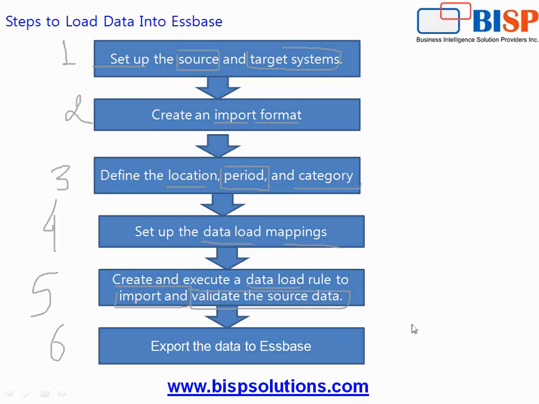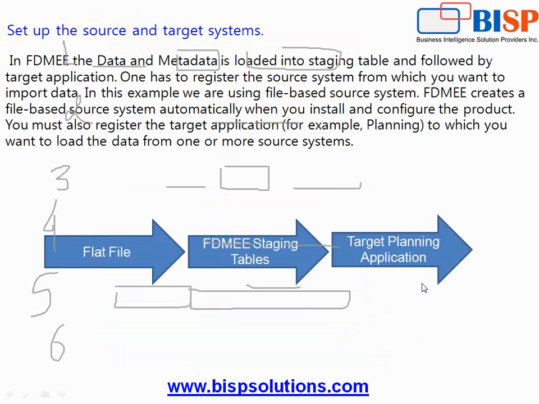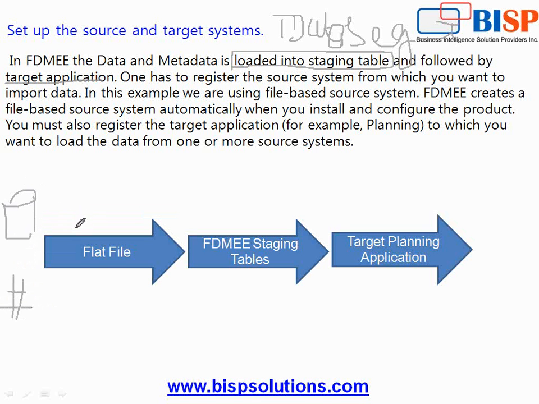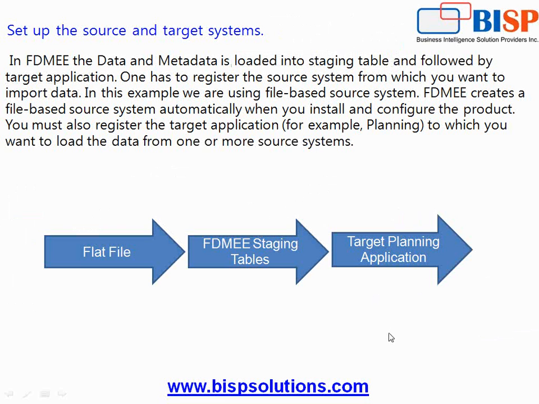Now one important thing, as I mentioned, I would like to graphically show you here once again and underline. In FDMEE, data and metadata are loaded into your staging table. We have a set of staging tables like TDATASEG and all. So they are a set of staging tables followed by target application. So if you look at the structure over here, the source could be a relational database, it could be a flat file. From there we load into staging table and then to target application. This is done in 2 steps. So let's do hands-on and see how it works.